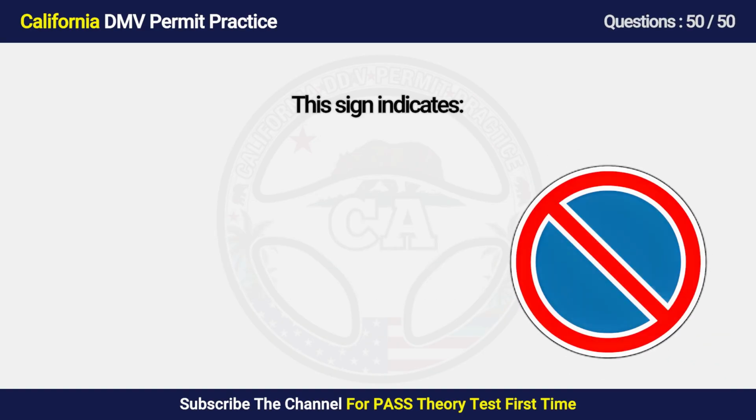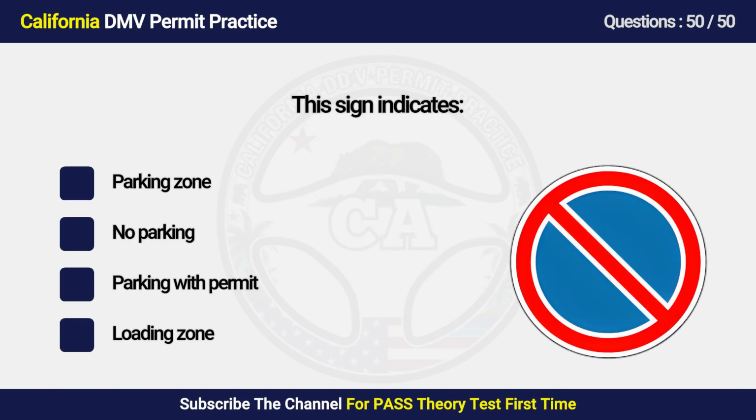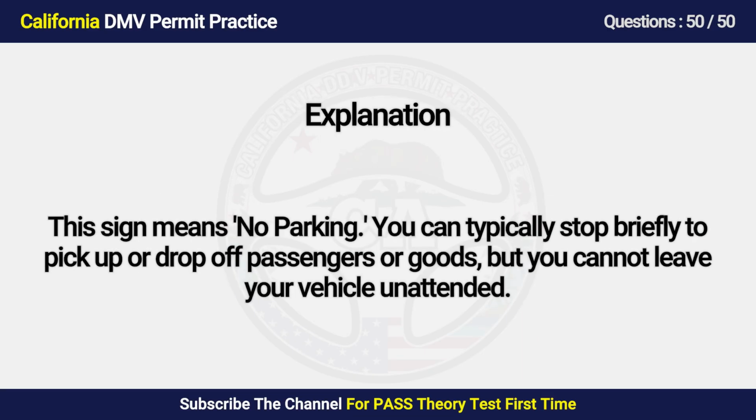Question 50. This sign indicates A. Parking zone. B. No parking. C. Parking with permit. D. Loading zone. Answer is B. No parking. This sign means no parking. You can typically stop briefly to pick up or drop off passengers or goods, but you cannot leave your vehicle unattended.